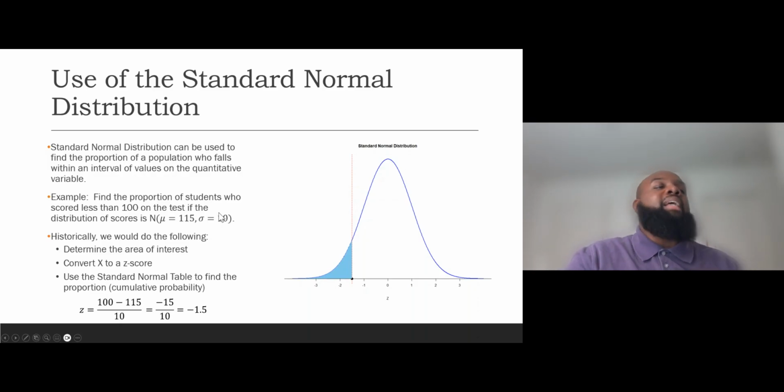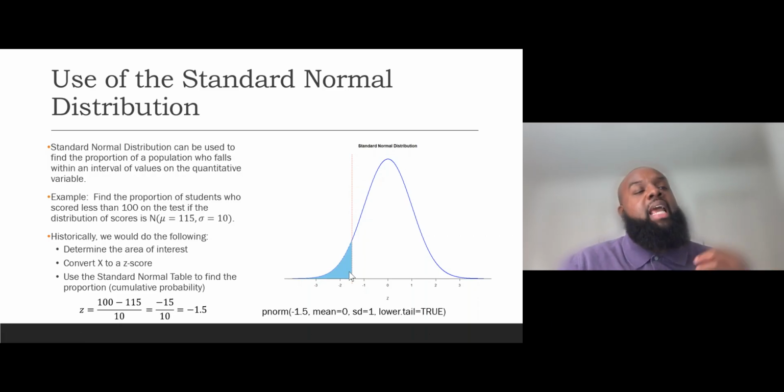We went through the process of saying, okay, I want values that are less than 100. We said that 100, when we convert it to a z-score, gives us negative 1.5. And so we want the area under the curve for values of z that are less than negative 1.5. Negative 1.5 is here on the x-axis, which is now our z-axis, and we wanted to find this area here. In order for us to do that, we need to use our pnorm function in JASP.